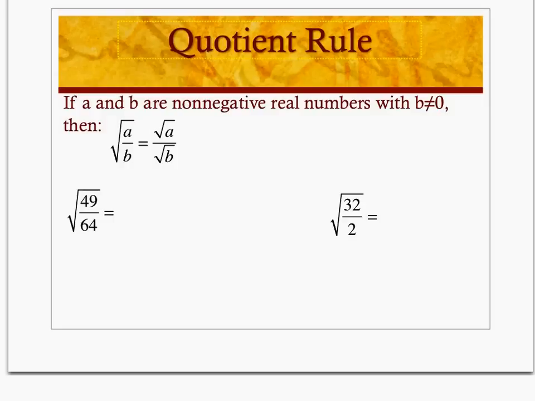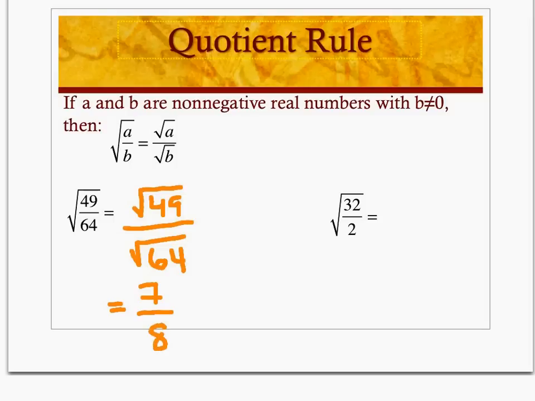So looking at the square root of 49 over 64, I can break that up into the square root of 49 divided by the square root of 64. Well, the square root of 49 is 7, and the square root of 64 is 8. So 7/8 is my answer.